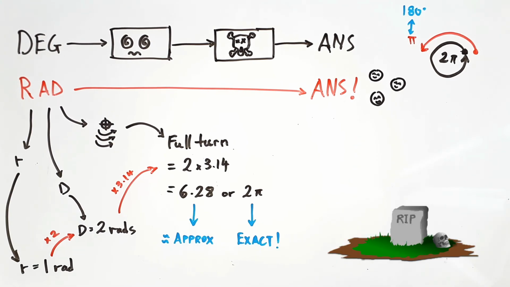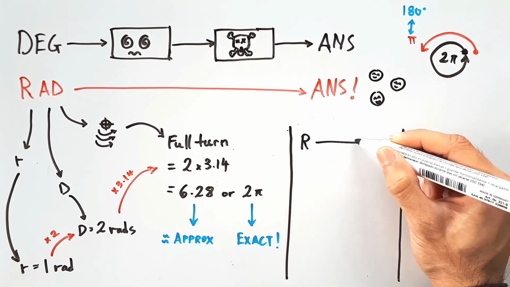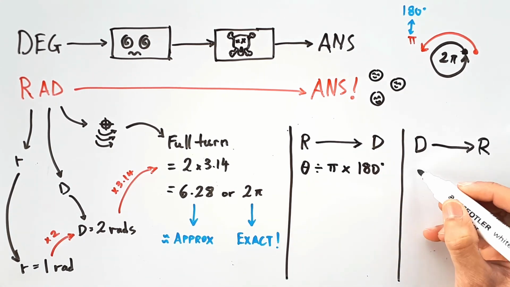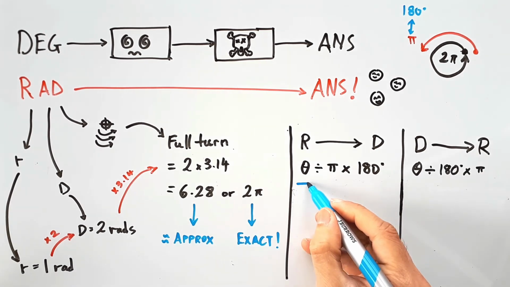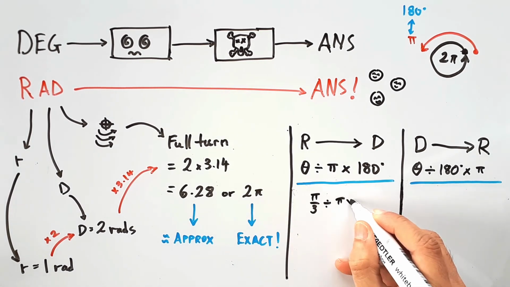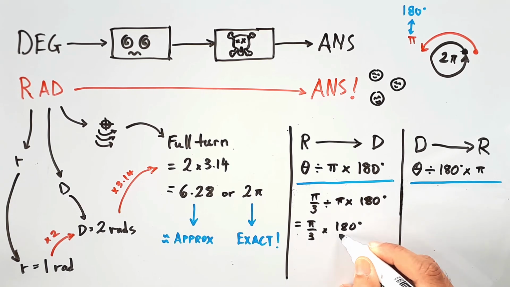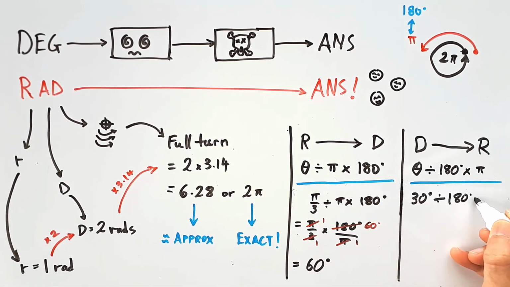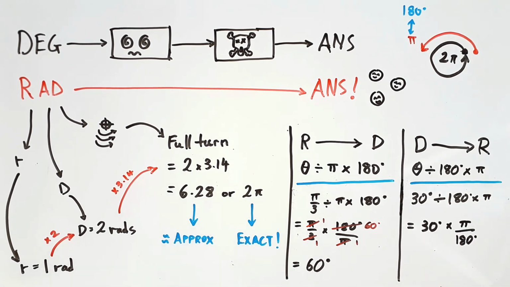So, yeah. If you want to switch between radians and degrees, you can convert it anytime by dividing the old one and multiplying the new one. For example, pi on 3 divided by pi times 180 equals 60 degrees. Or 30 degrees divided by 180 times pi equals pi on 6. Just remember, you're only allowed to use 180 and pi to convert stuff back and forth.